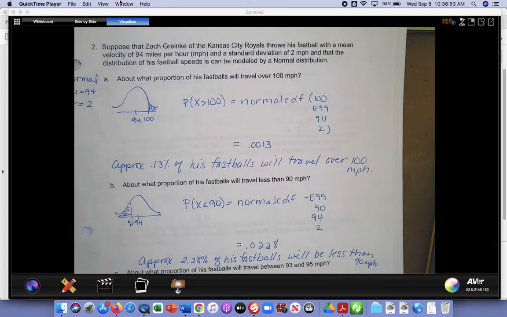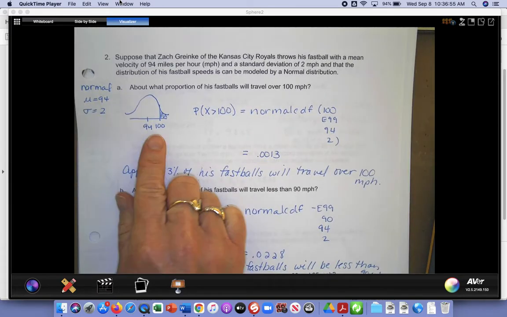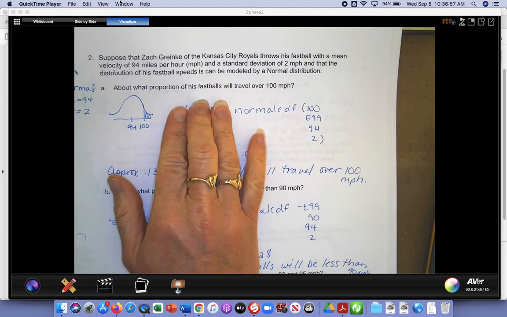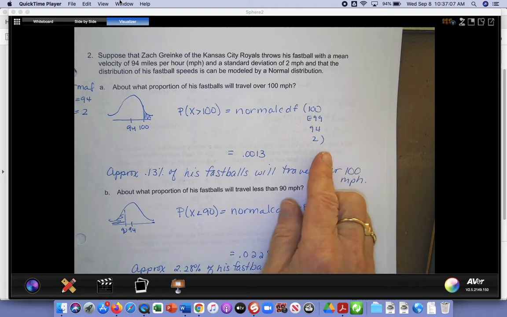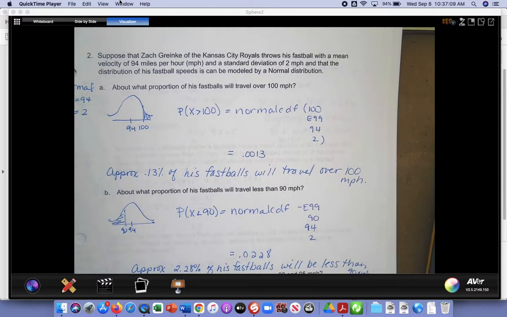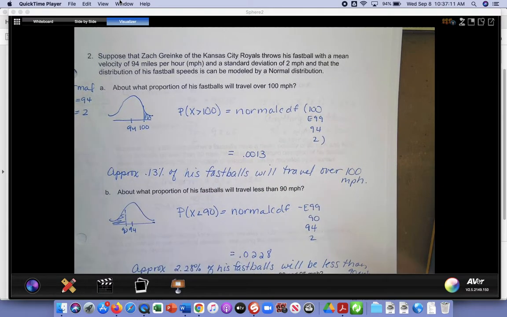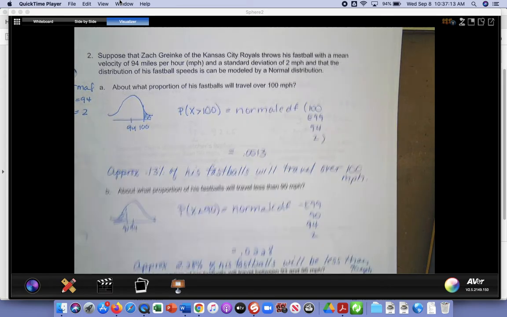So for the first one, again, don't forget to write down that. There's my picture. You don't have to worry about writing that. That is what I'm finding. I'm finding the probability that it's over 100. That's why I wrote it like that. I did not convert it here. There's my answer. So approximately 0.13% of his fastballs will travel over 100.